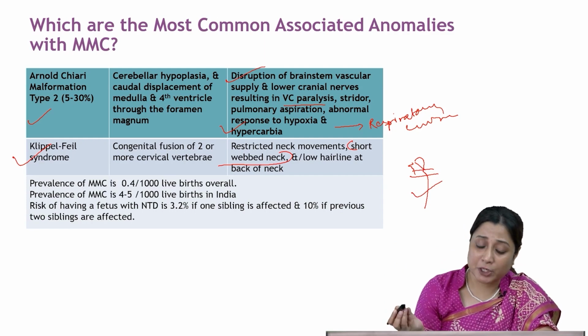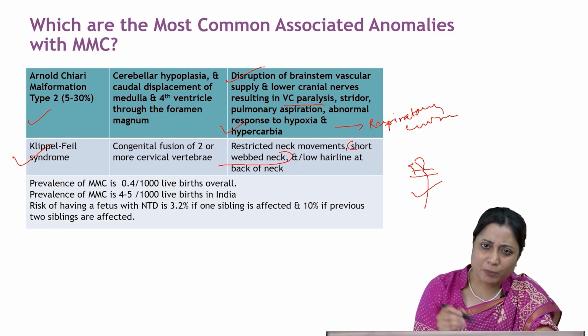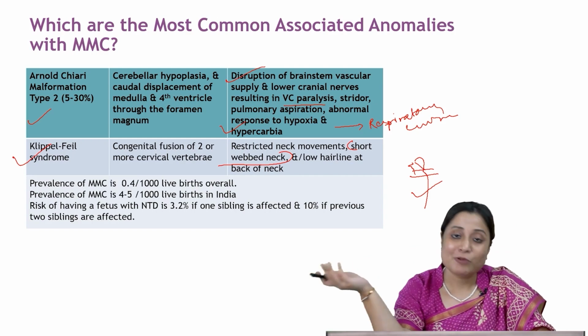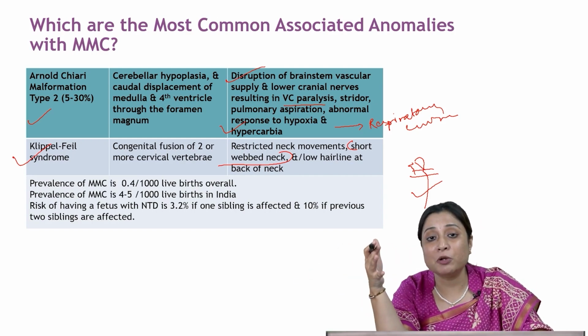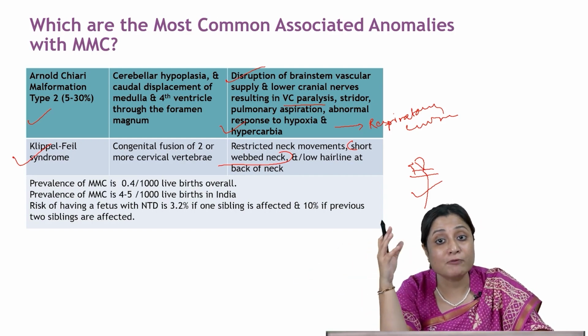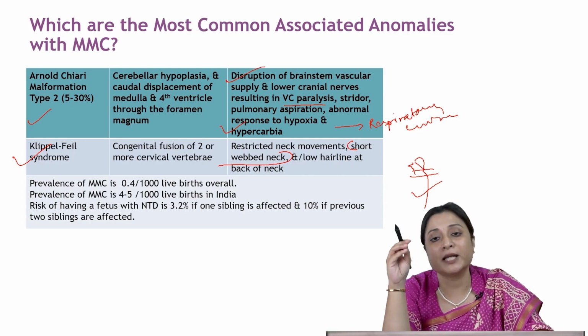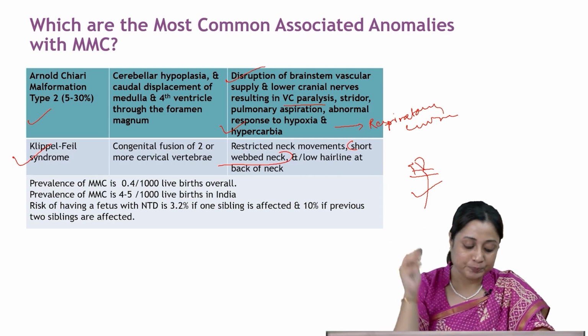Now, what is the prevalence of meningomyelocele? Around 0.4 to 1 per 1,000 live births overall. In India, it is much higher, 4 to 5. In fact, we see a lot of meningomyelocele conditions in India because of folic acid deficiency or non-supplementation of folic acid to the mother during the antenatal period.